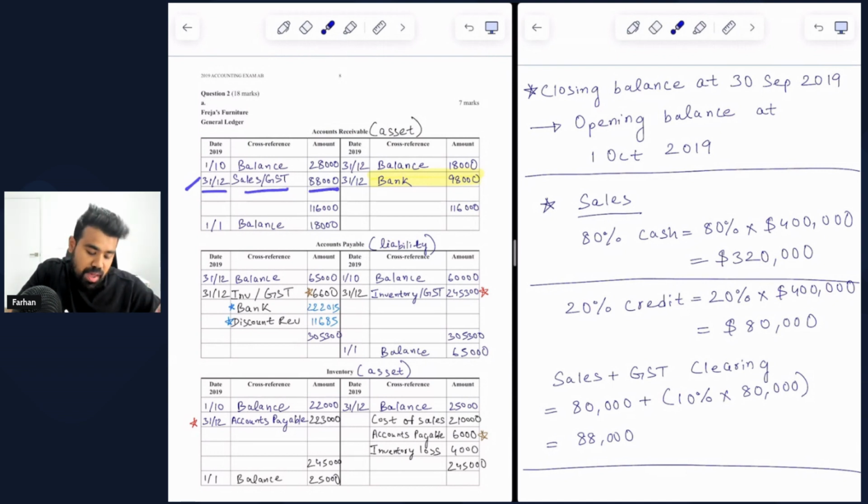So make sure in the exam to write sales/GST query. I just don't have enough space, so I just wrote sales/GST in this case. And you need to include the GST amount with the original dollar amount of sales as well.